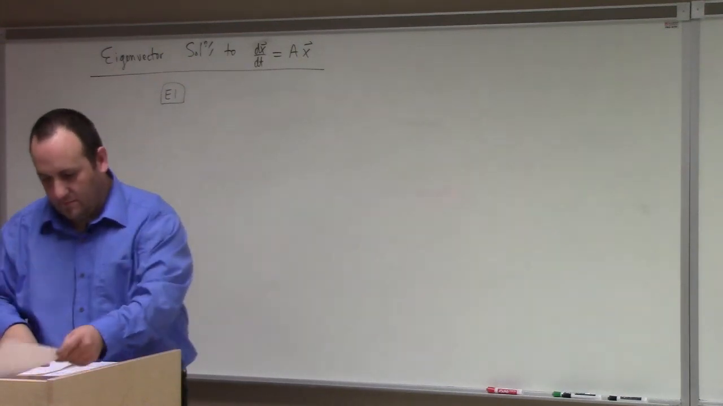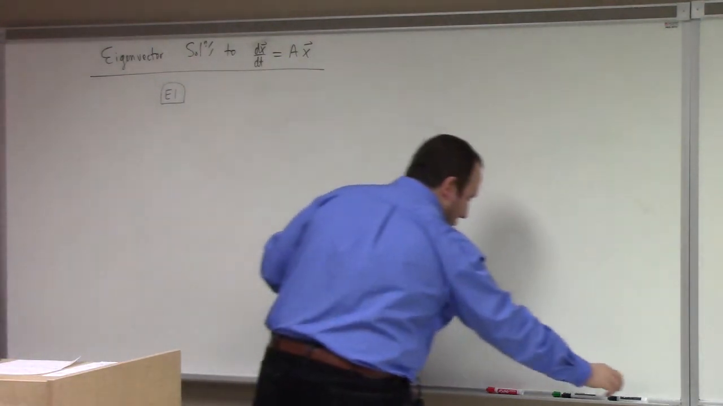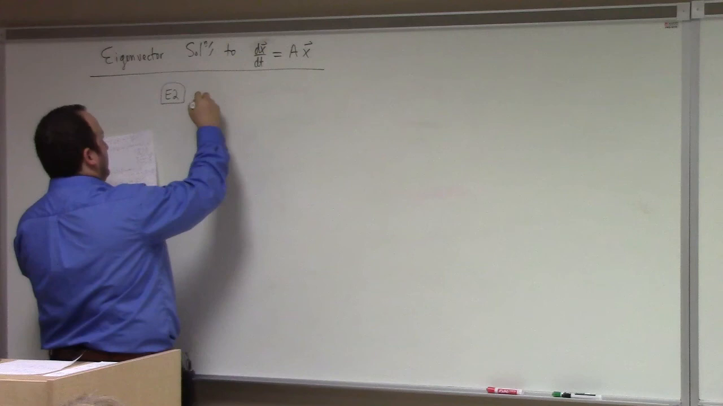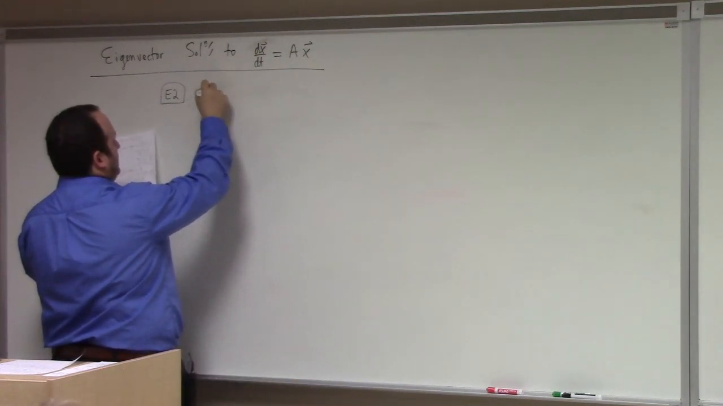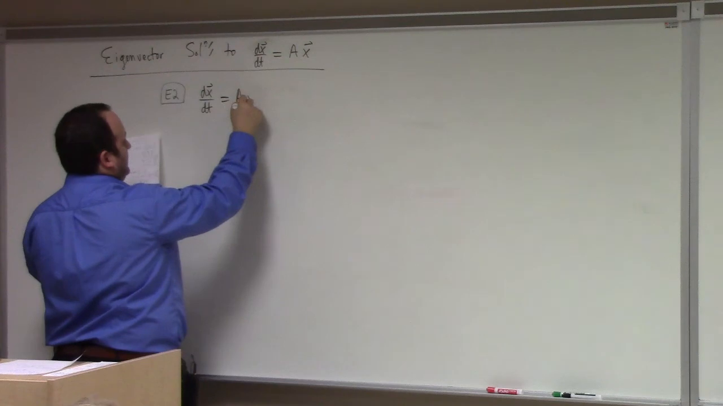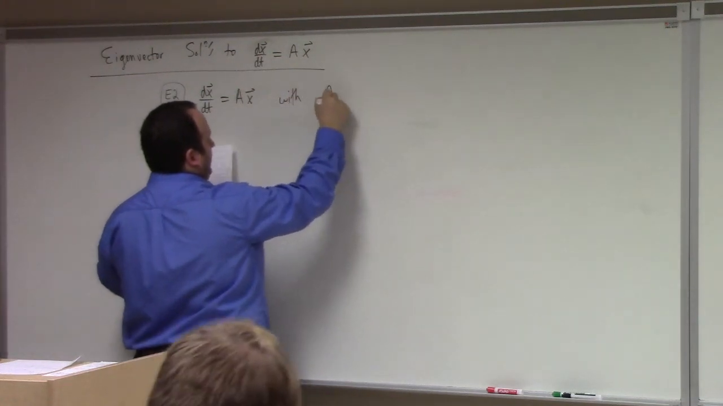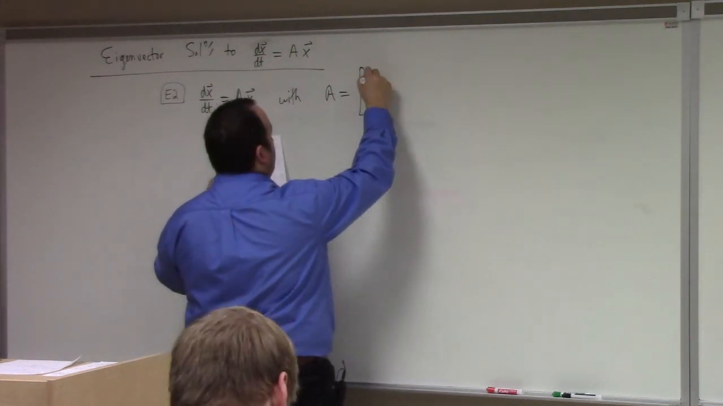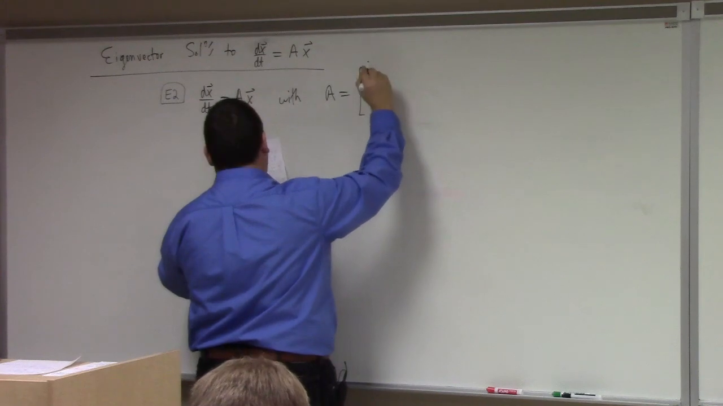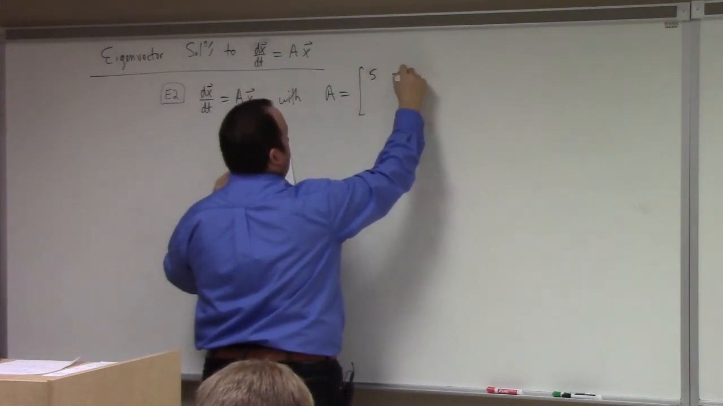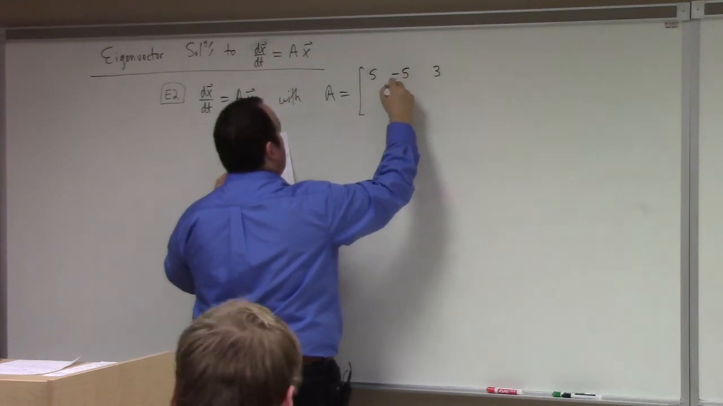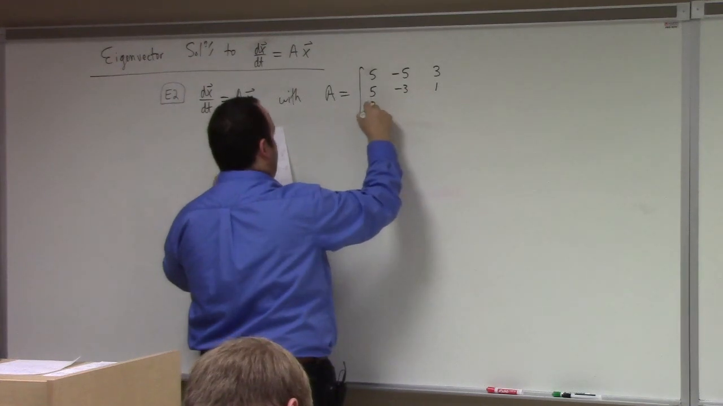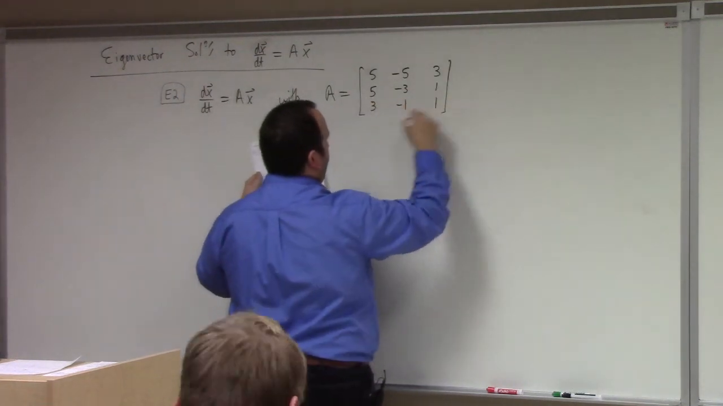Another example. Example 2. We're going to solve dx/dt equals Ax with A equals, I'm sorry, the matrix with rows 5, -5 and 3, -1... All right.